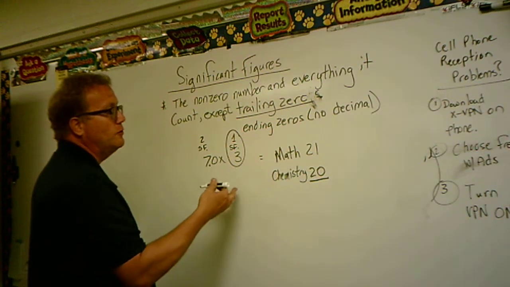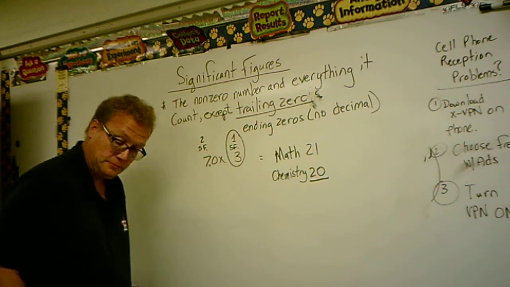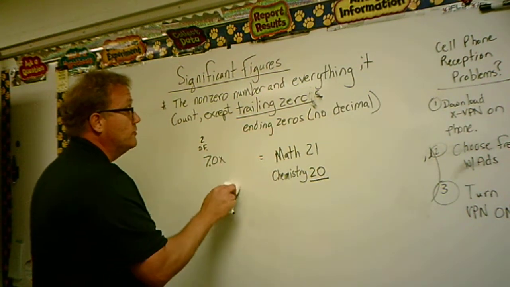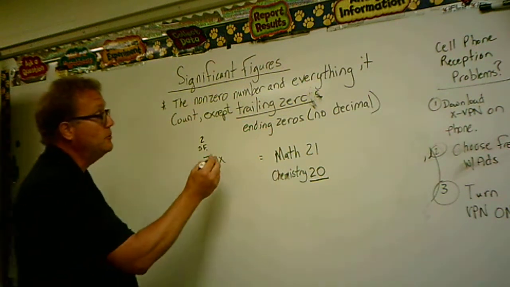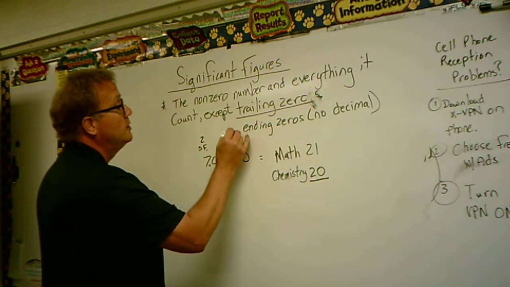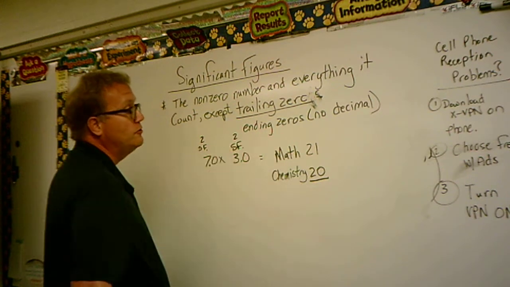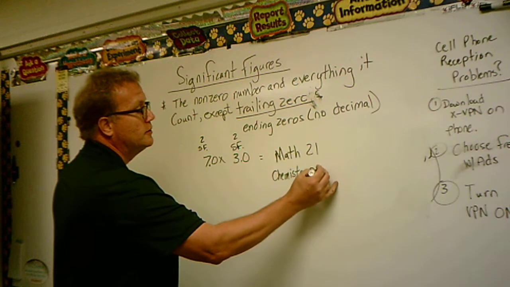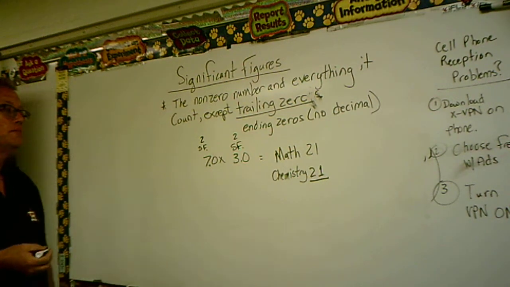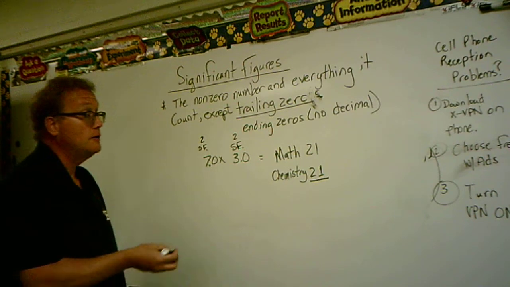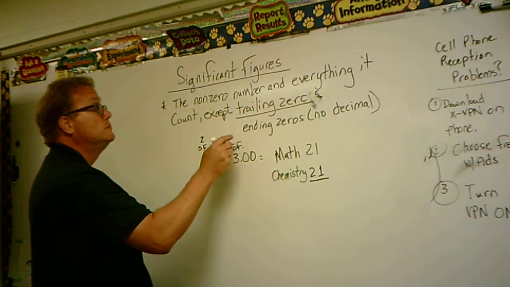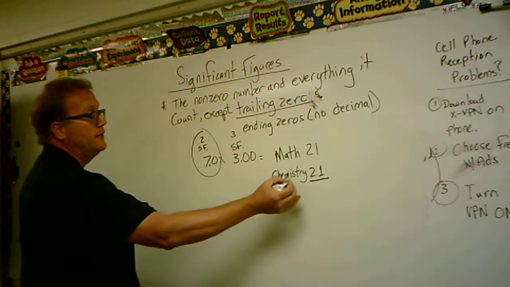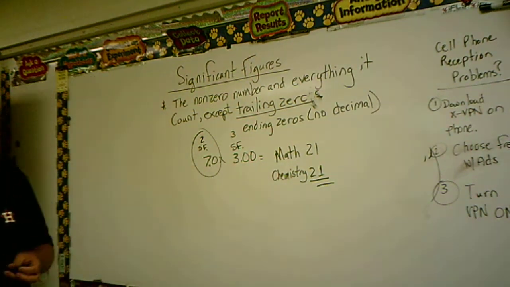Let's say I want to change it so it is actually the math answer. So how am I going to change it to get to the math answer? Well, there's 2 options. I can make this 3.0. Now I have 2 sig figs. So now the math and chemistry answers are the same. Let's say I add a 0 to the end here. Now I have 3 sig figs. Well, guess what? That answer is still the same because this is the least number of significant figures.